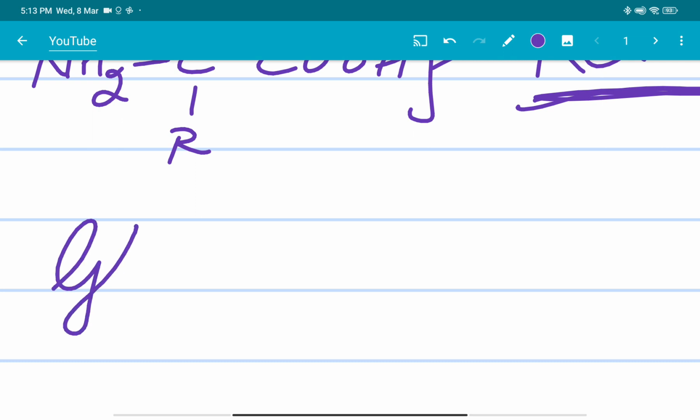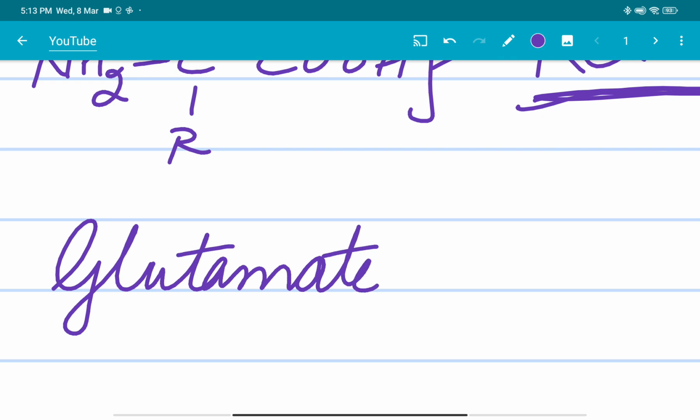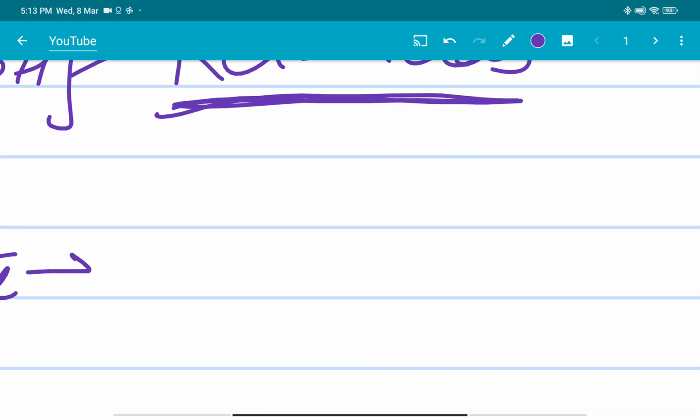Whenever glutamate is involved, transamination and deamination take place simultaneously. Hence, the term which is used when glutamate is involved is trans-deamination.